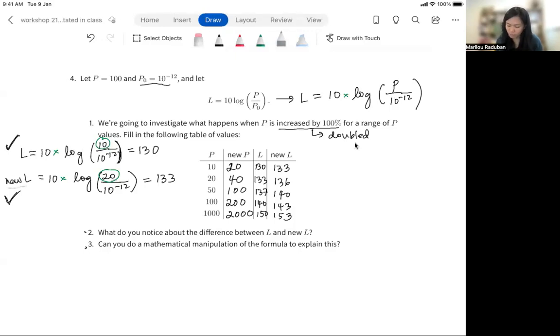Okay, and you should fill up the table like this, and you can do the calculations yourselves and check the numbers if you want. But we can now answer the second question. What do you notice about the difference between L and new L? If you compare L and new L, notice how new L is 3 more than the old L. For all of these values, notice how you're just adding 3 to L in order to get new L.